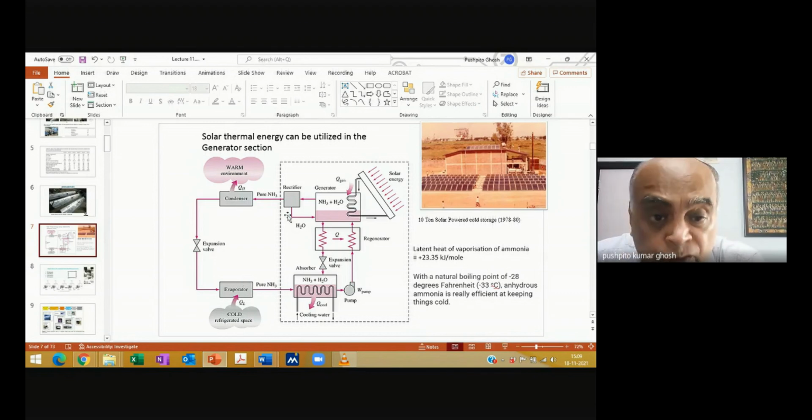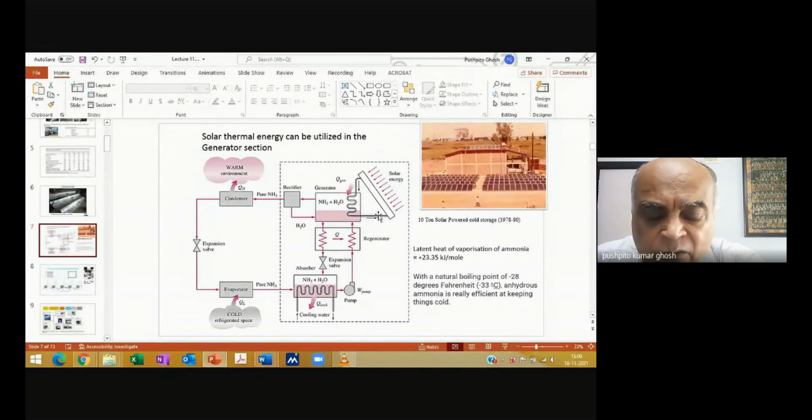So the expansion valve plays a very crucial role. This is really what allows the ammonia over here to be obtained at a very low temperature, so much so that now I can draw heat from the space that I'm trying to cool. And the process just repeats itself.